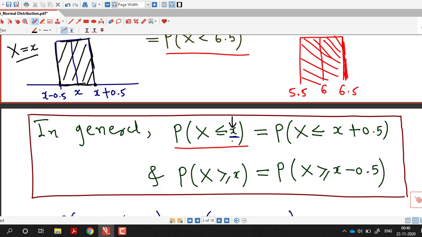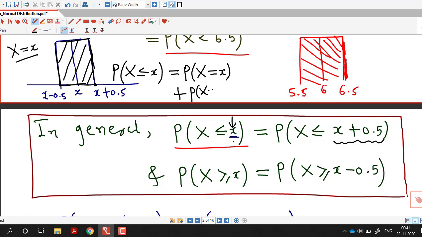So we have to consider the probability that capital X is less than or equal to x equal to the probability that X is less than or equal to x plus 0.5, because the probability that X is less than or equal to x is nothing but the probability that capital X equal to x plus the probability that capital X equal to x minus 1 and so on. So to include this probability means we have to include this rectangle. So the right boundary is x plus 0.5, so we have to consider x plus 0.5.